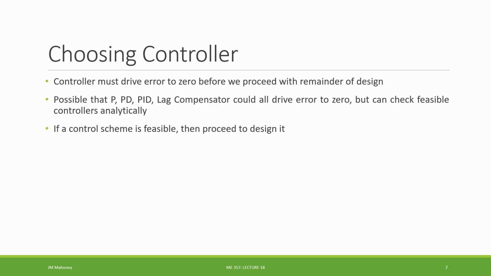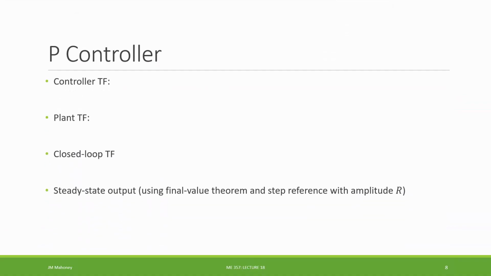Let's look first at the simplest controller, just a proportional controller. So the transfer function for a proportional controller is just, I will designate it as Kp. It's just going to be some constant times the error, so the controller is just the Kp that we select. The plant transfer function that we were given is this 1 over s plus 2.